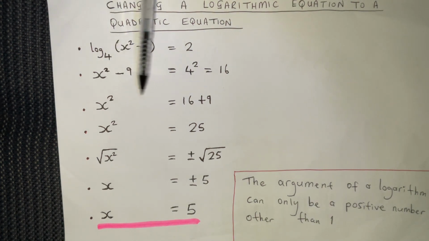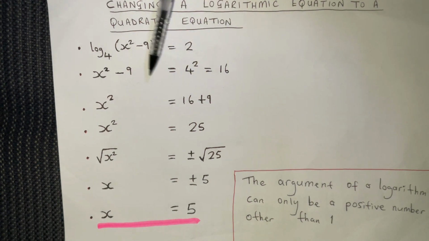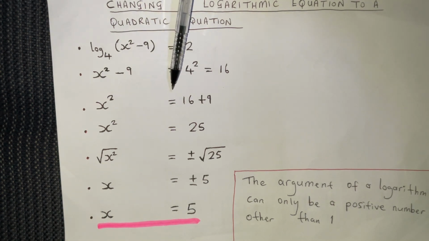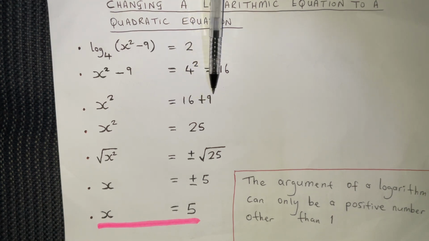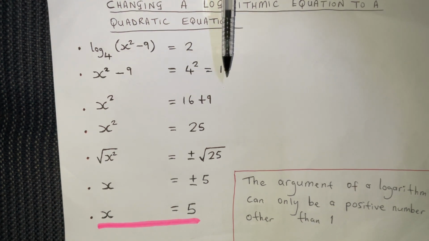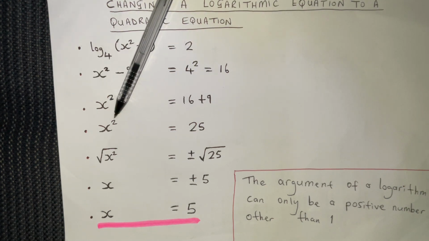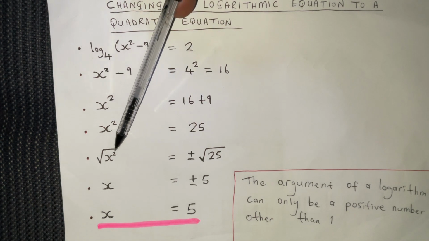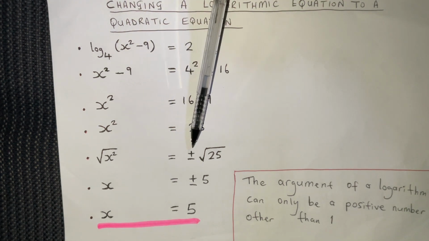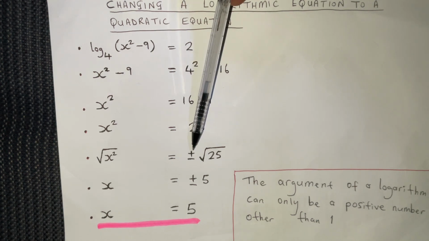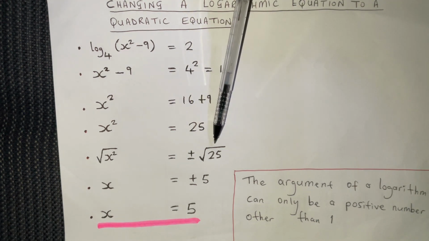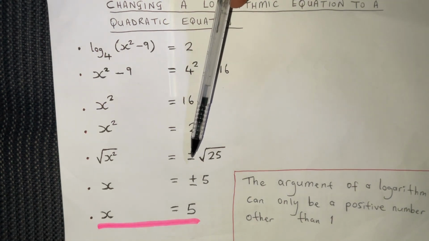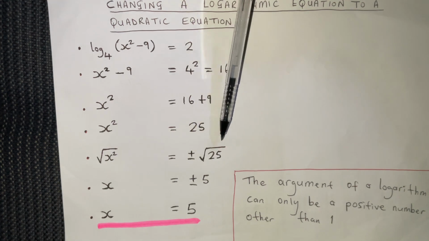And then here we collect like terms. The number terms will go on to the right. So on the left, I will remain with x raised to the power 2 equals 16 plus 9. This 9, when it comes to the right, becomes a positive 9. So x squared equals 25. I'll take roots of both sides. The square root of x squared is x. Here I must have two solutions, plus or minus the square root of 25, and the square root of 25 is plus or minus 5.